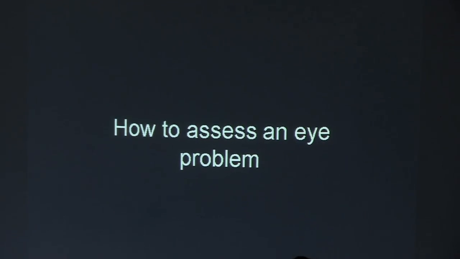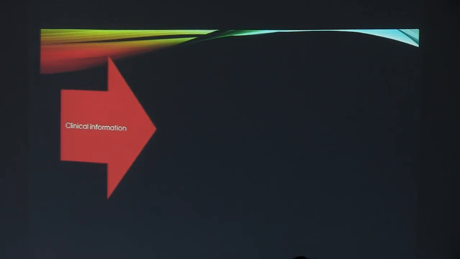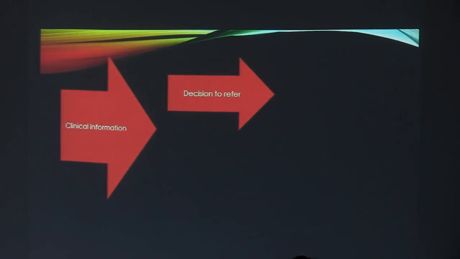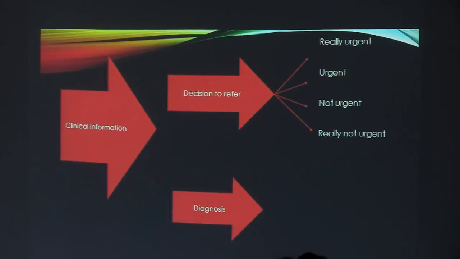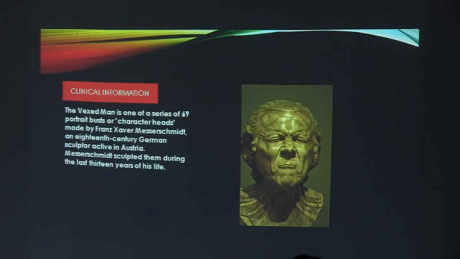So how to assess an eye problem. This is whizzing through how to assess an eye, particularly in a child. You gather the clinical information, you either make a decision to refer, and then you decide on urgency. I've put in the talk appropriate contact numbers for our hospital and ways to get hold of us according to which of those urgencies applies. Or you might decide, right, I know what this is, I'm going to make a diagnosis, I'm going to manage this. So how do you acquire the clinical information?